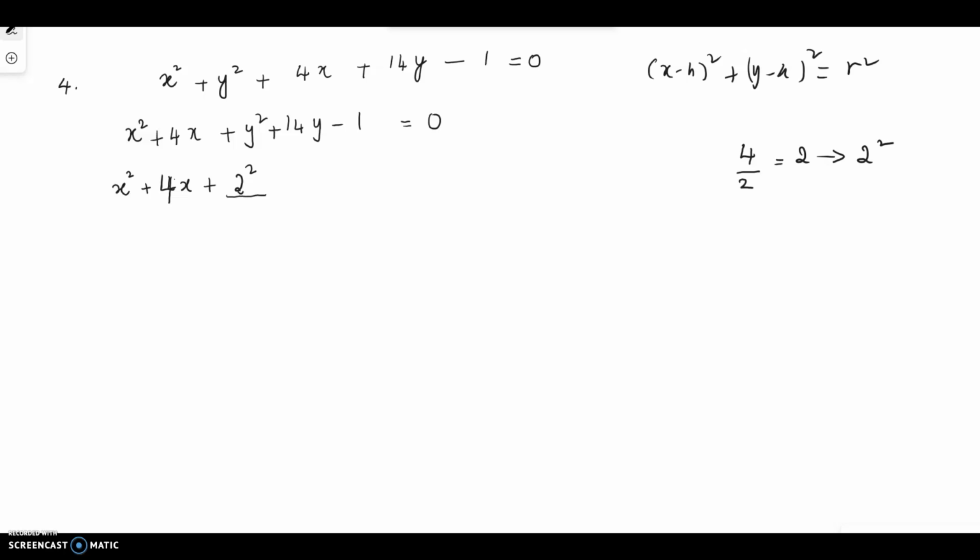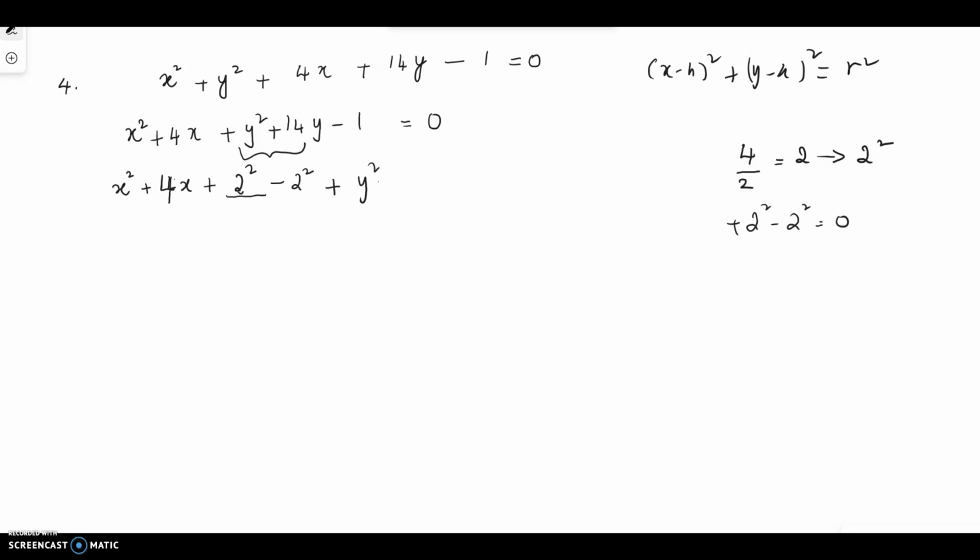Now, this is a given equation. We cannot change the equation by just adding a 2 squared, which is a 4. So we need to subtract a 2 squared as well. So we're not changing the equation. If we add a 2 squared and subtract a 2 squared, the net effect is like adding a 0, which means we have not changed the equation. Plus, now we are looking at y squared plus 14y.